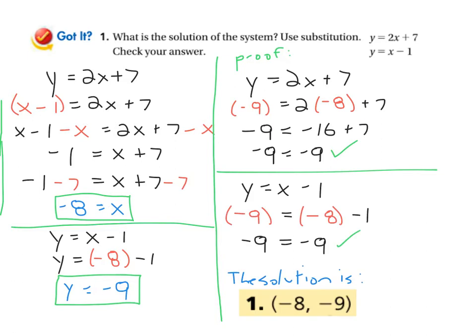So we check it here, and when we plug in y is equal to -9, x is equal to -8, we find it's true. So we've checked both equations with variables and it works out both times. So the solution is -8 comma -9.